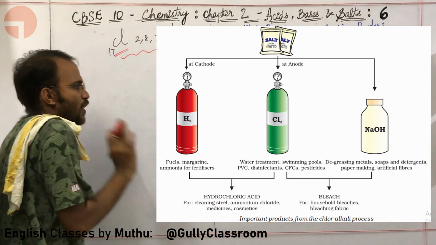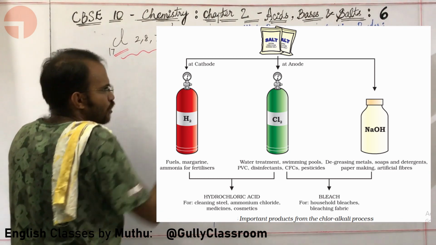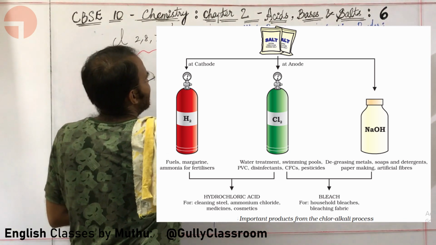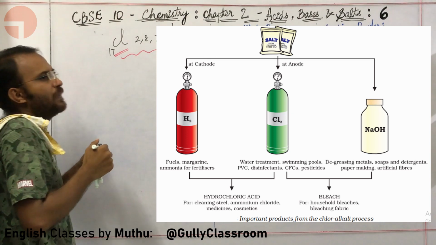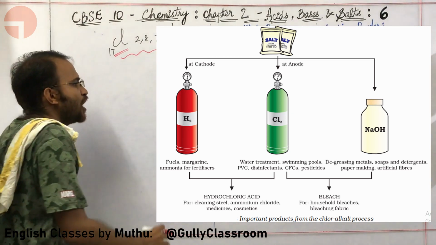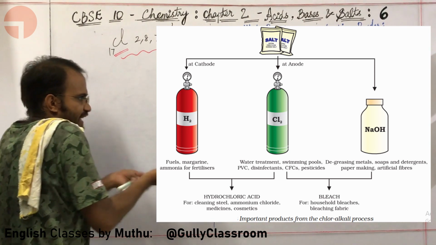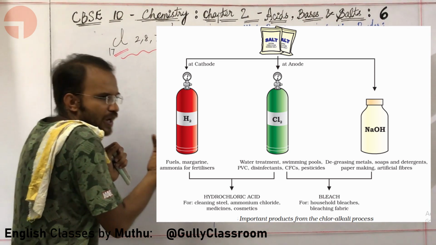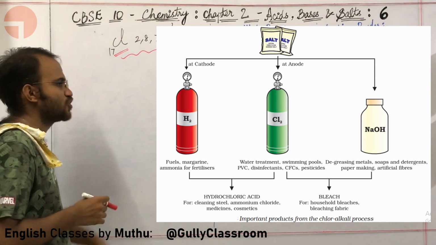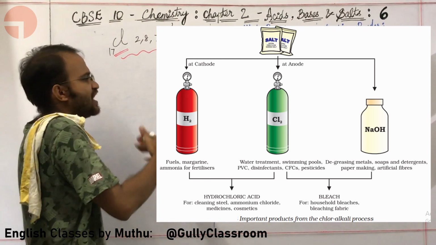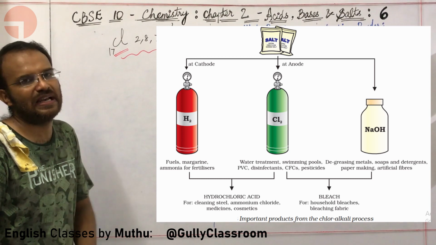Okay, so once more, hydrogen and chlorine, the two products of the Chlor-Alkali process, combine with each other in order to form hydrochloric acid, and that can be used for cleaning steel. It can be used for medicines and other cosmetics. It is used in the manufacture of ammonium chloride, which is an important chemical in the lab.